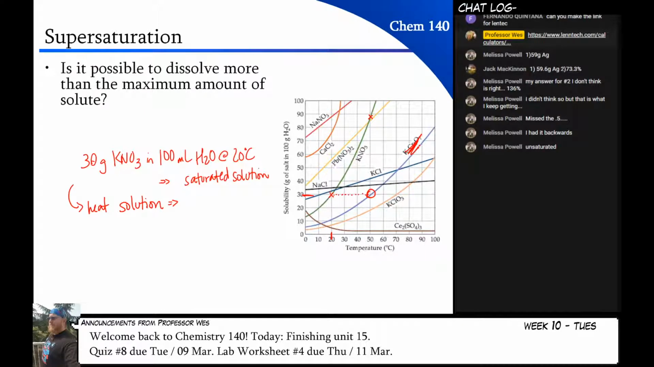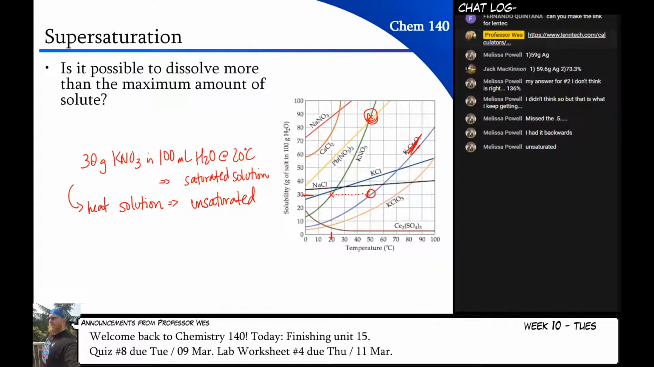Very good. It would be unsaturated. Why? Because at this temperature, I could, in theory, have this much in there, right? But I only have 30 grams instead of 90. So solubility increases with increasing temperature. I could dissolve more, but if I just heat it up and that's all I do, the solution is now unsaturated.